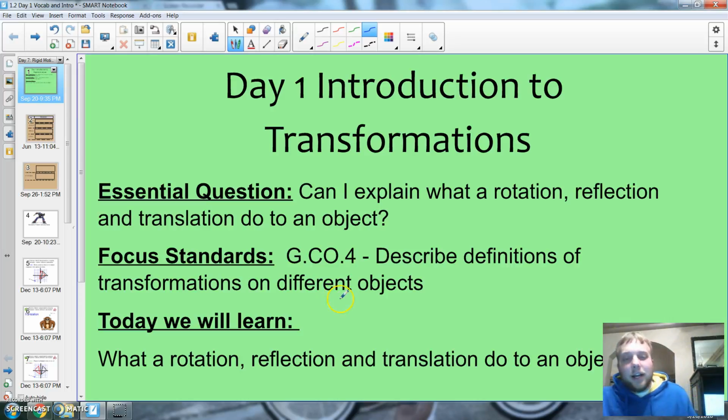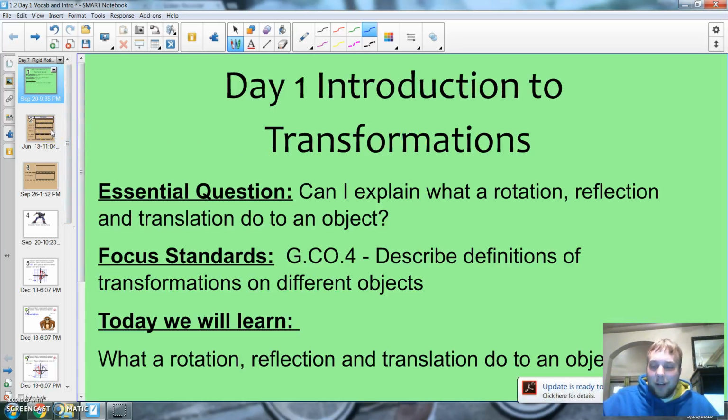Anyways, today we're going to be able to explain what rotation, reflection, and translations do to an object, just the basic vocab. And hey, if we're lucky, you might be able to knock out 2 lessons in one day.